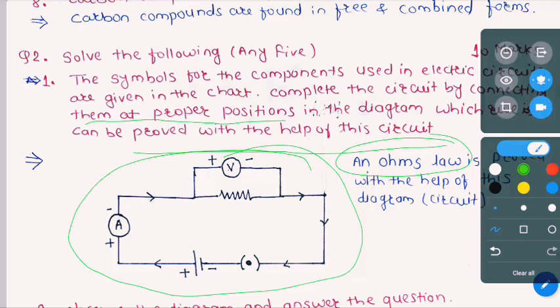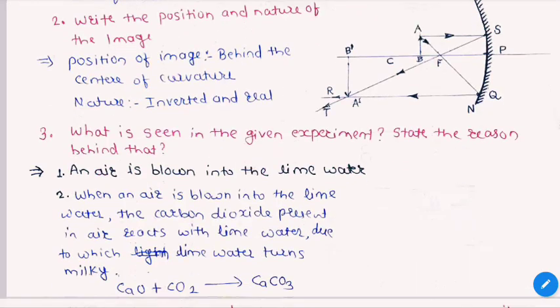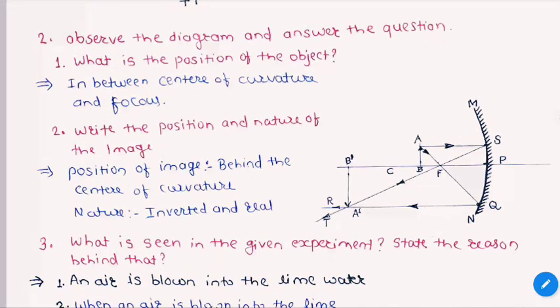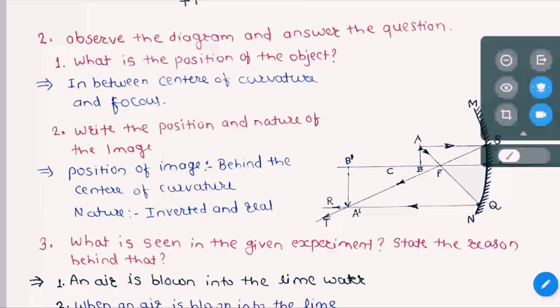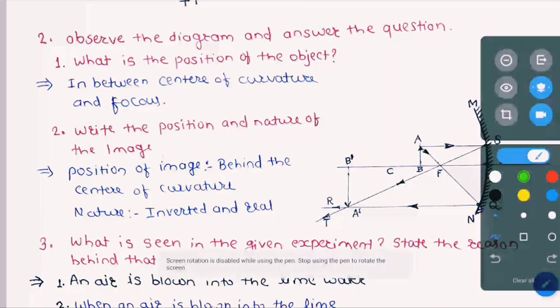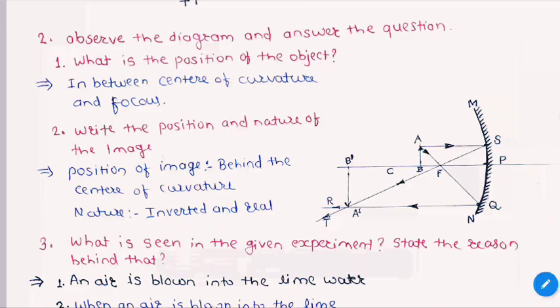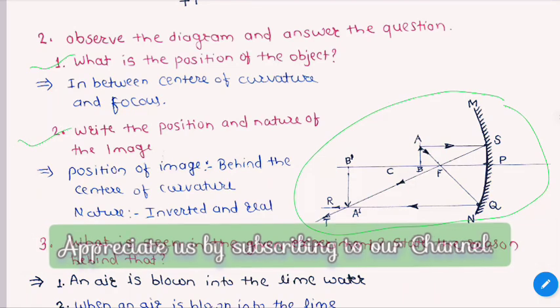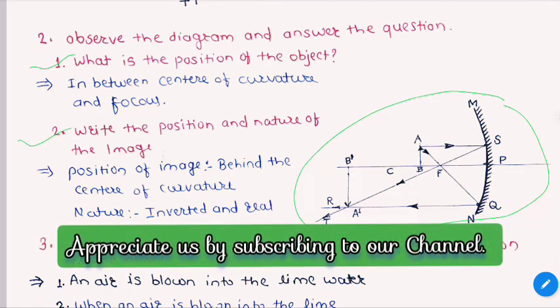Now the next question is: here also a diagram is given. Observe this diagram and you have to answer these two questions. The first question is: what is the position of the object? You can see that the object is in between the center of curvature and focus. And write the position and nature of the image.